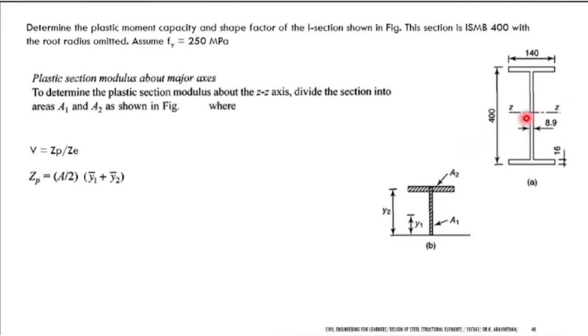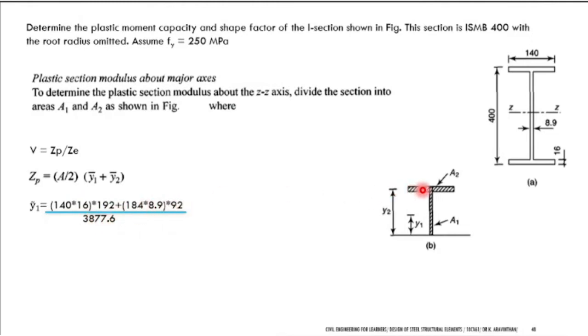Okay, when I divide this section into half, I will get a T section. This is that half of the section. You have to find the y bar. I am taking this as y1 bar and finding the centroid of the T section. How to find the centroid? You know the formula: a1 y1 plus a2 y2 divided by a1 plus a2.